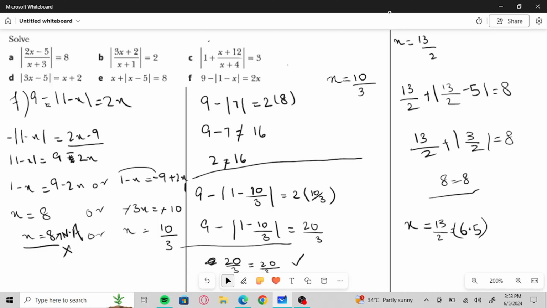And if you want to write this in points form, it's 3.334. Just round it off. That's approximately that. Okay, that's for question number 2. Let's do question number 3.